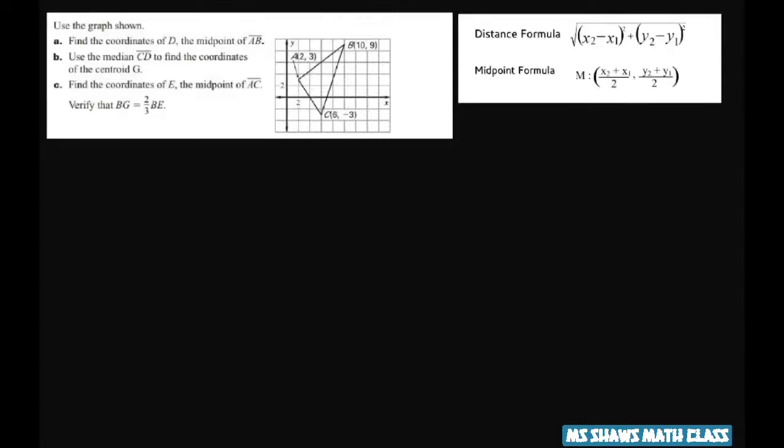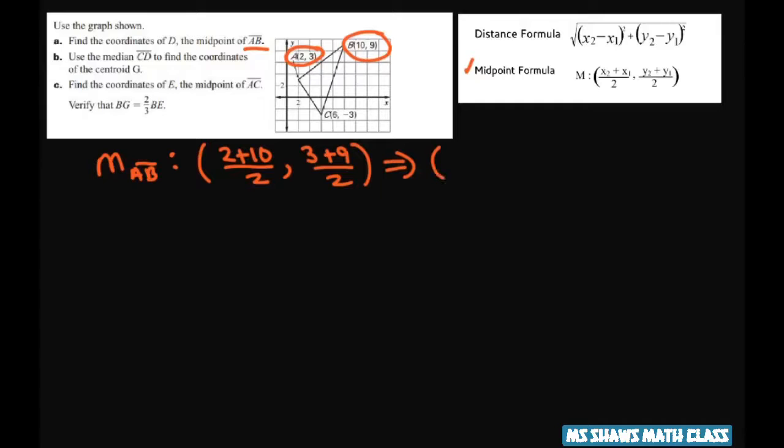So we'll get started. The first thing we want to do is find the midpoint of D, or the midpoint of AB. So here's your midpoint formula, and you just take these two points, and we're going to call it D, midpoint of AB, so we'll do that first. That's just going to be 2 plus 10 divided by 2, and 3 plus 9 divided by 2. Both of those are 12 divided by 2, so that's going to be 6, 6. So the midpoint here is 6, 6, right about there. And we're calling this D. So I'll put a D in front of that coordinate.